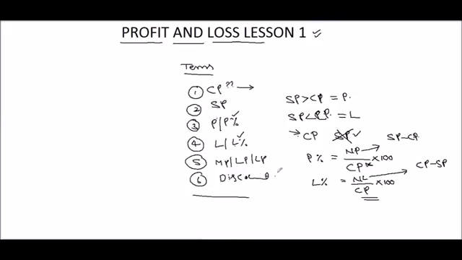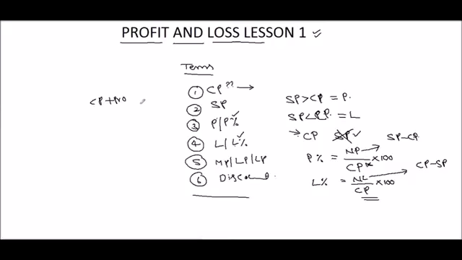Now this one, market price or list price or labeled price. Market price or list price or labeled price can be defined in this way. For example, a trader purchases a product or an article, whatever it may be. He purchased that with some cost price, right? After purchasing that, he intends to get some profit. So he adds some profit to that.